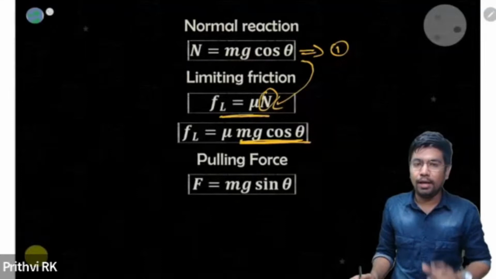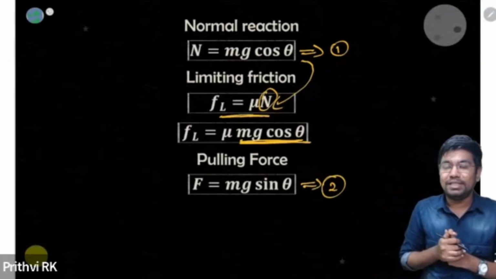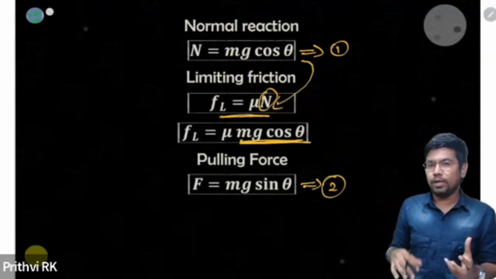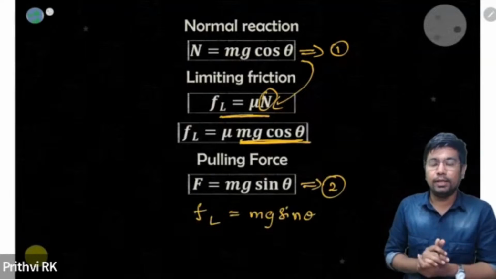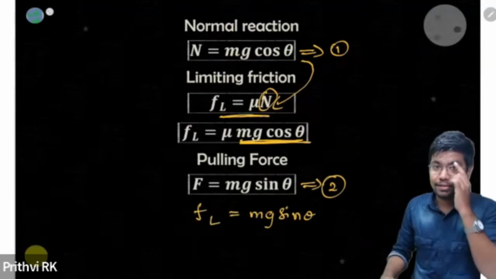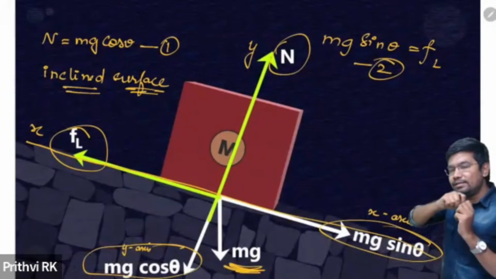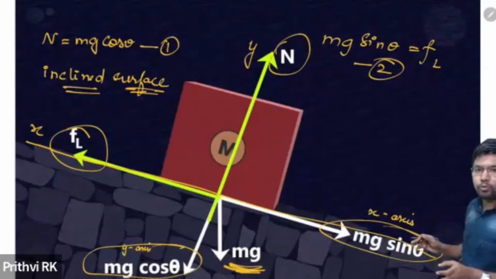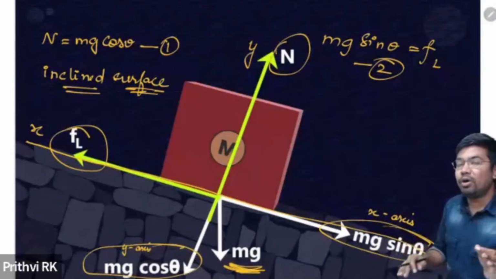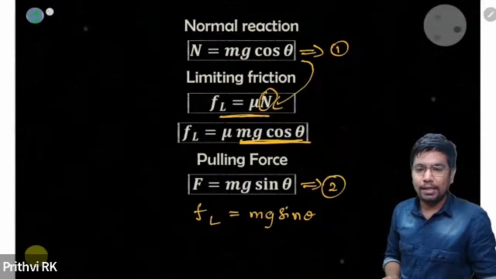Once we got this formula, we are going to write the second one also. Force F is equal to mg sin theta. Sir, what is this force? You said that Fl will be equal to mg sin theta, but here they have written it as pulling force. Yes, the pulling force is the force that is pulling the mass downwards. Since it is coming downwards, mg sin theta is a force, and it is the one that is pulling it down. That's why we call it by another name, pulling force, and the pulling force F is equal to mg sin theta.